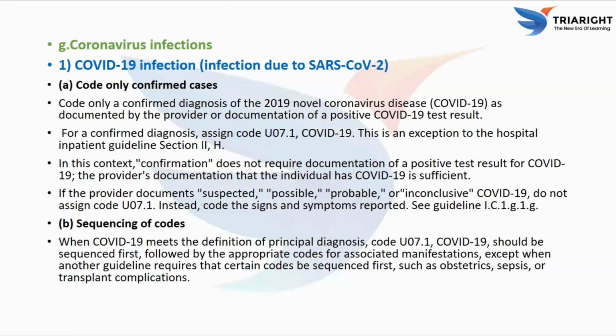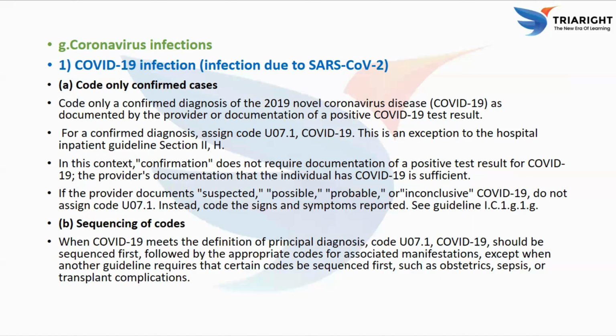So example like confirmed COVID-19. The documentation says COVID-19 pneumonia or a positive RT-PCR test. So you have to assign the code U07.1. Also code pneumonia, so give the pneumonia code. So this is how you code the confirmed cases.